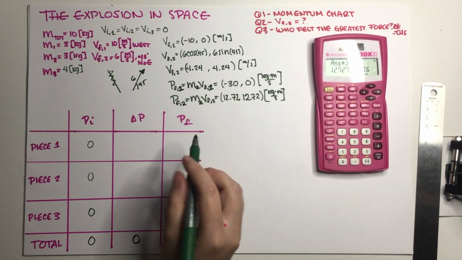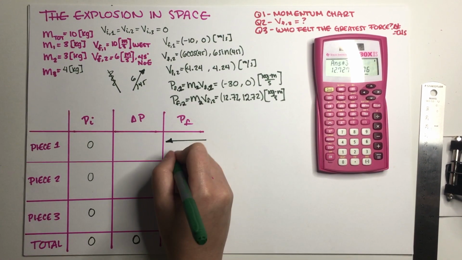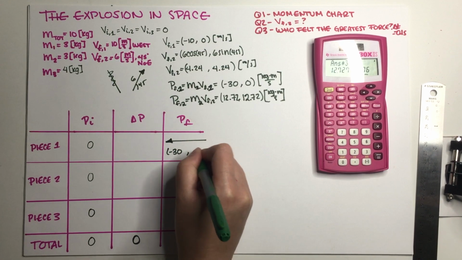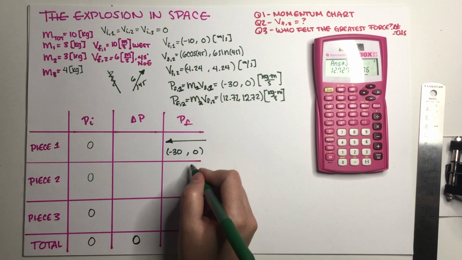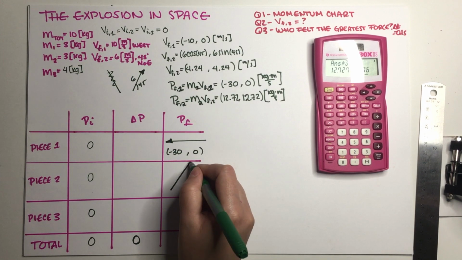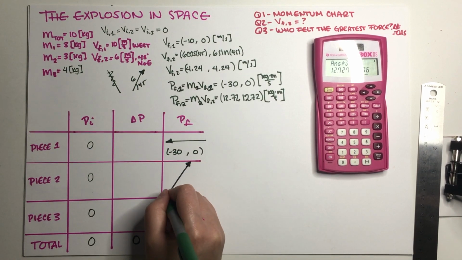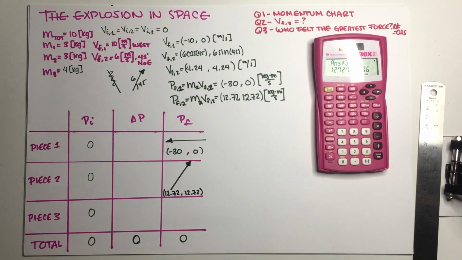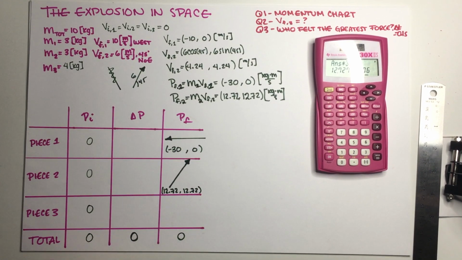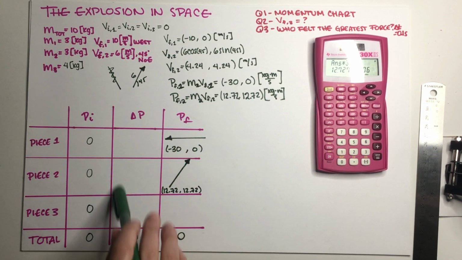So now that we have this information, let's just go ahead and put it on our momentum chart. Negative 30 and 0 is just an arrow going, you know, left. And 12.72 is just an arrow going northeast. You know, the scale is already going to be a little bit iffy, but whatever. So 12.72, 12.72. There we go. Perfect. So now that we have this information, we basically have everything that we need in order to figure out all of these spaces right here.